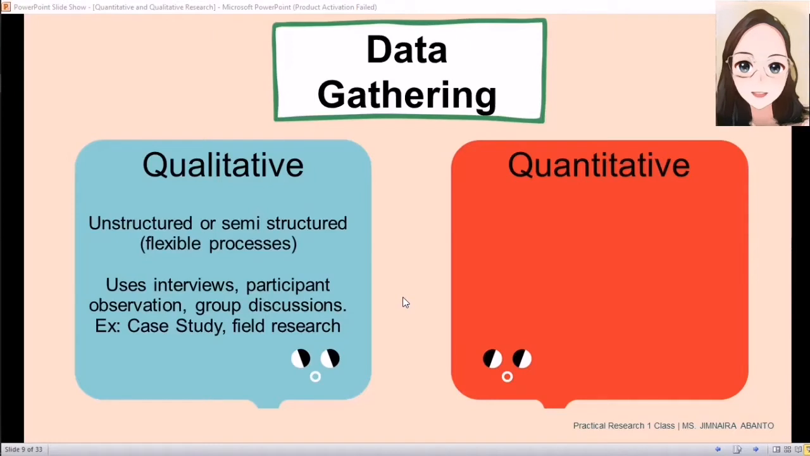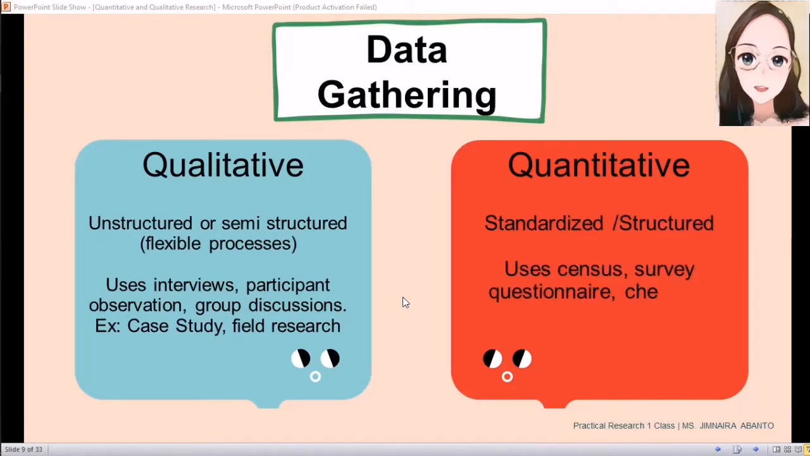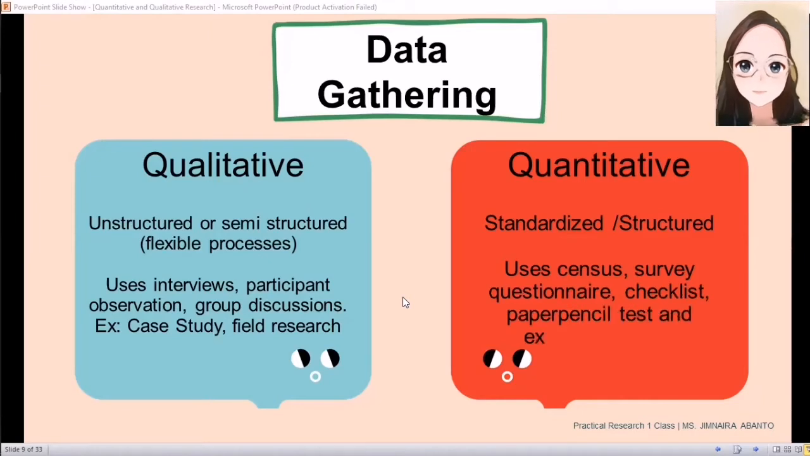What were your experiences during the quarantine period of the COVID-19 pandemic? Or how did you handle the situation caused by the pandemic? In quantitative research, standardized or structured, it uses census, survey questionnaire, checklist, paper-pencil test, and experimentation. So it uses close-ended questions. These questions can only be answered by selecting from a limited number of options, usually multiple choice or yes or no, or a rating scale.